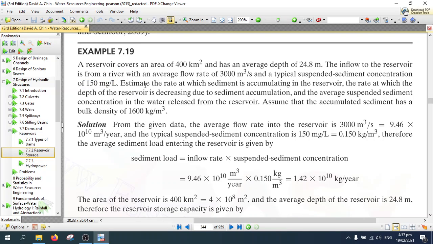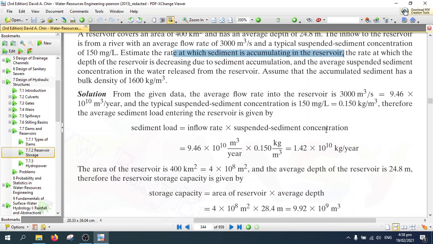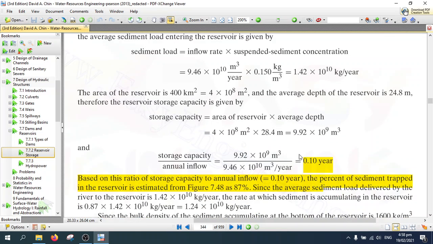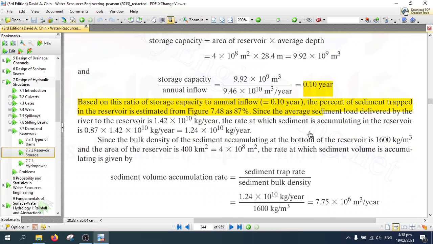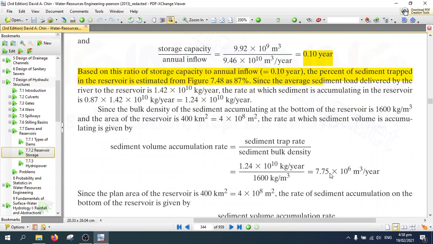Now, one of the questions is estimate the rate at which the sediment is accumulating in the reservoir. So basically, how fast is the sediment accumulating in the reservoir? How fast is the sedimentation occurring? You can express this in terms of volume per year, like this in the example.